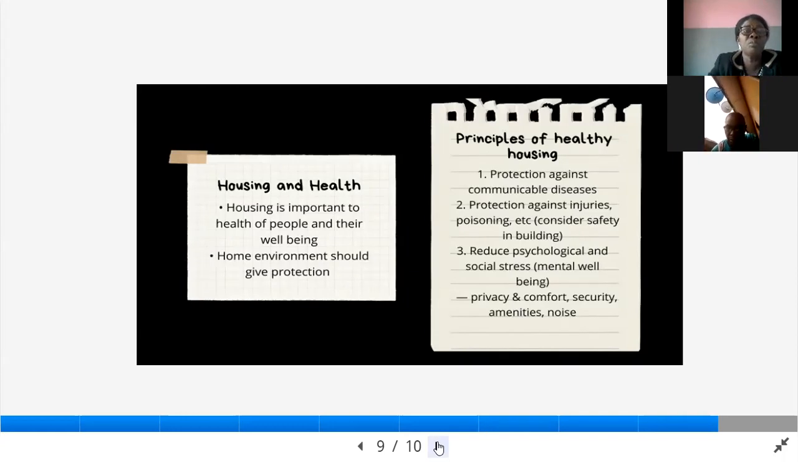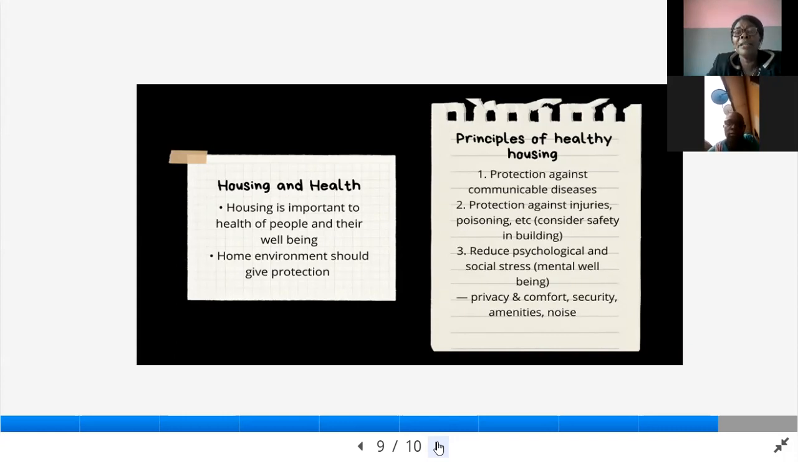We have housing and health. What is the relationship between housing and health of the family? Housing is important to the health of the people of any family and their well-being. Housing is very important to the health of the occupants. Therefore, we must take it very seriously. Wherever you choose to build your house, remember that you must consider the health and the well-being of the family. Two, you must consider the home environment, that it should give protection.